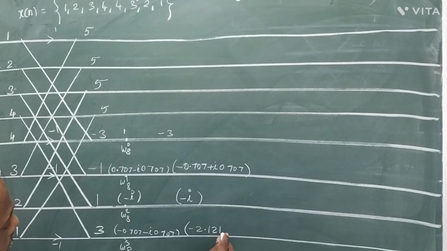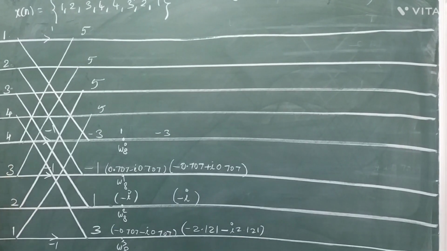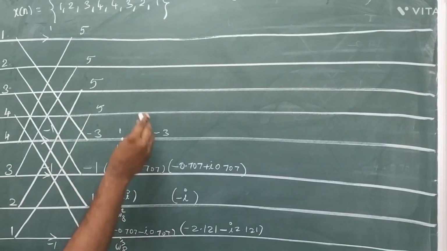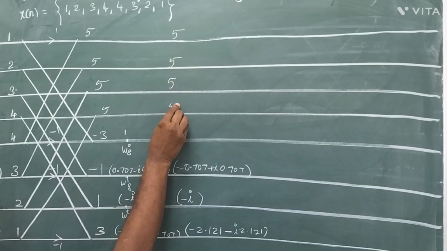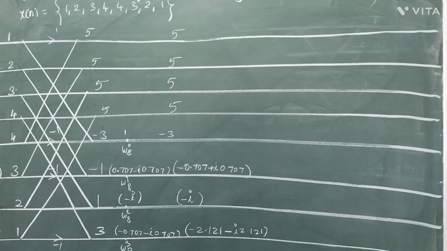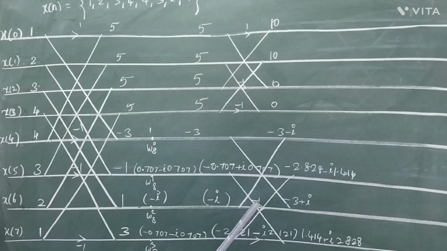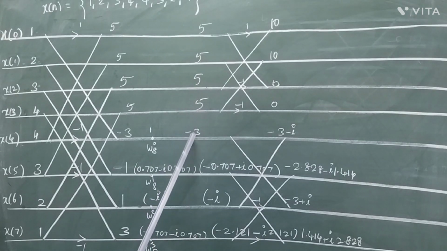Then 3 into 0.707 minus j into 0.707, that is 2.121 minus j 2.121. Then the remaining values you write as they are: 5, 5, 5 and 5. So these are the inputs to stage 2. That is 5, 5, 5, 5, minus 3, and the samples multiplied with the twiddle factor.